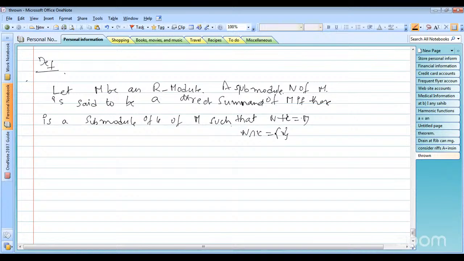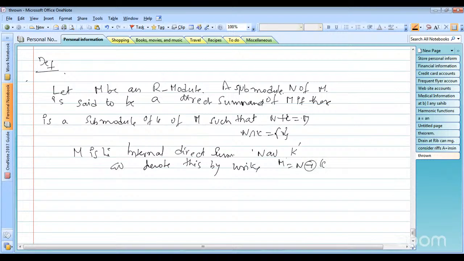In this case, we say that M is the internal direct sum of N and K, and denote this by writing M is equal to N plus K. K is said to be a direct complement of N.